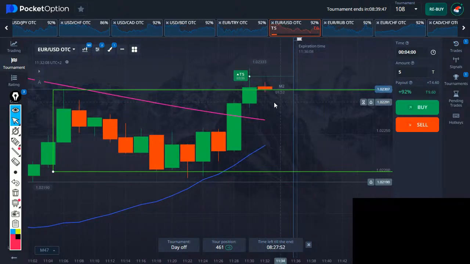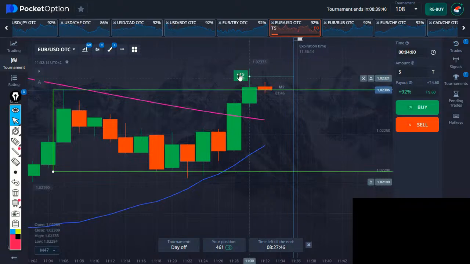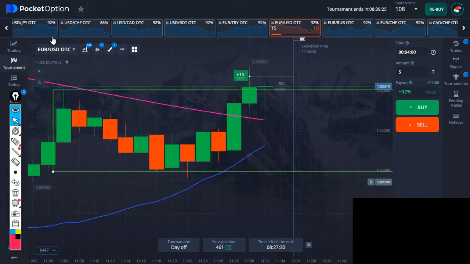Now, usually in the live forex market, and stocks and crypto, when you have a strong bullish bar like this, it has a very low possibility of pushing back in the last 10 to 15 seconds. So this is something you have to be careful about on OTC pairs.